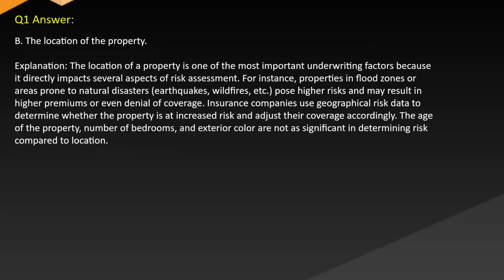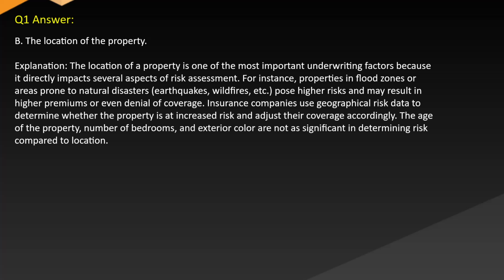Answer. B. The location of the property. Explanation. The location of a property is one of the most important underwriting factors because it directly impacts several aspects of risk assessment. For instance, properties in flood zones or areas prone to natural disasters, earthquakes, wildfires, etc., pose higher risks and may result in higher premiums or even denial of coverage.